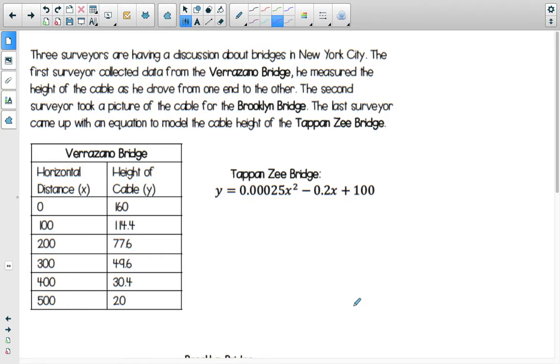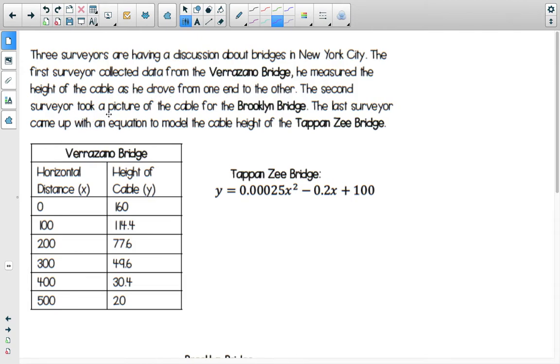This video is on comparing quadratic functions. Three surveyors are having a discussion about bridges in New York City. The first surveyor collected data from the Verrazano Bridge. He measured the height of the cable as he drove from one end to the other.